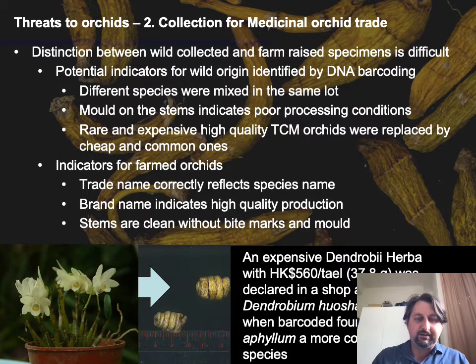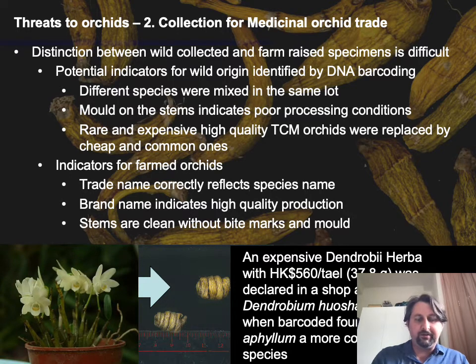What is a very difficult task from a conservation point of view is to distinguish wild collected and farm raised orchids in the trade, because after drying and processing it's hard to distinguish even the species, let alone to tell whether this was farmed or not. Very often we have done DNA analysis on purchased samples from the trade, and we found that different species were mixed, and high value species were mixed with low value species because they looked more or less similar when dried, so people can't distinguish.